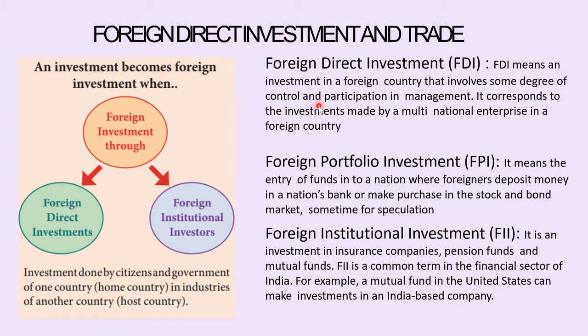So he is making an investment in a foreign country, and later on it involves some degree of control. Suppose a foreigner is starting a factory in Chennai, he has invested his amount, and he has a certain degree of control, and he can also participate in the management and administration of that firm. So he's not only investing, but he also has a control in the administration of that particular firm in which he has invested.